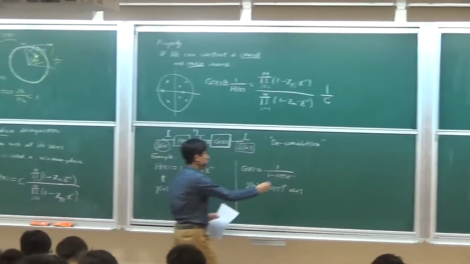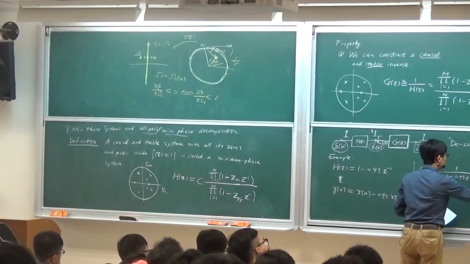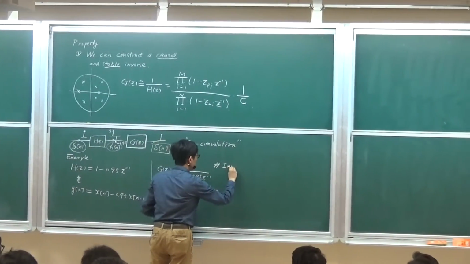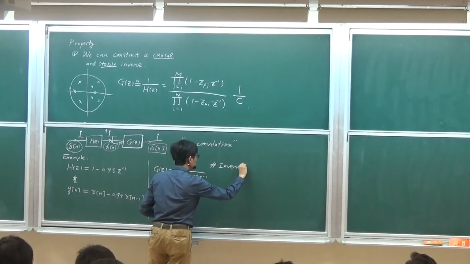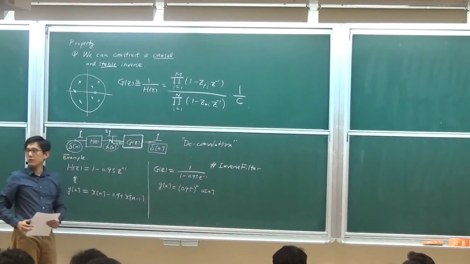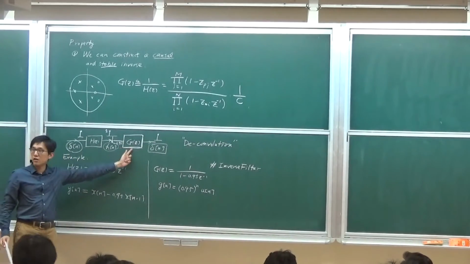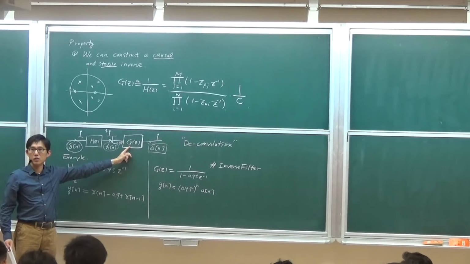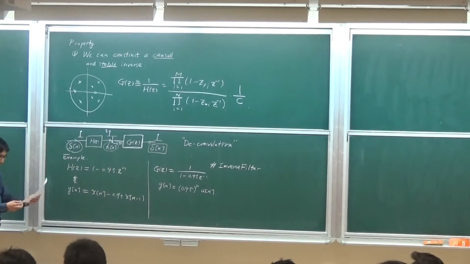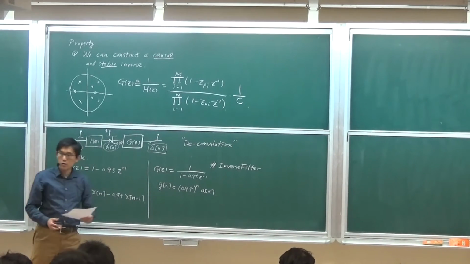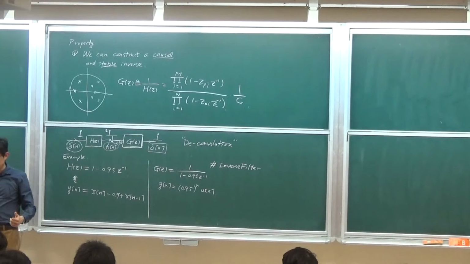Sometimes this is also referred to as, I'm just throwing some terminology at you, an inverse filter. It's good to know about these terminologies. This is a filter, and this is its inverse, so we call this an inverse filter. So minimum phase system, that's the first nice property.